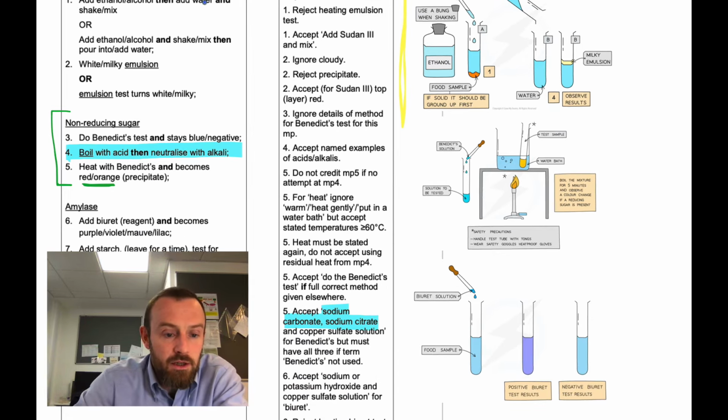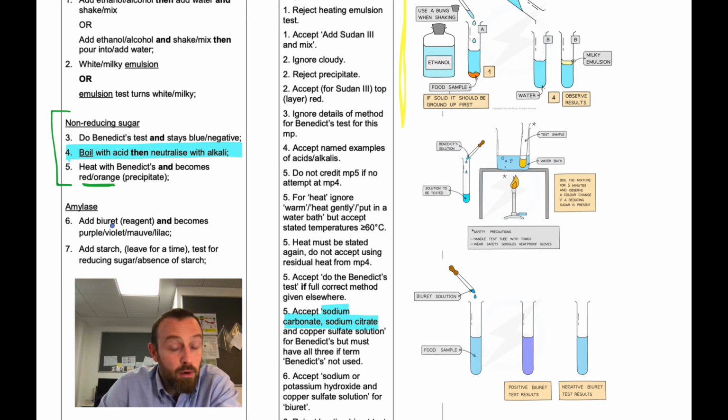Finally, amylase. You needed to remember that amylase is a protein. We're not looking at amylose starch, it's amylase. So this is biuret reagent and it becomes purple.